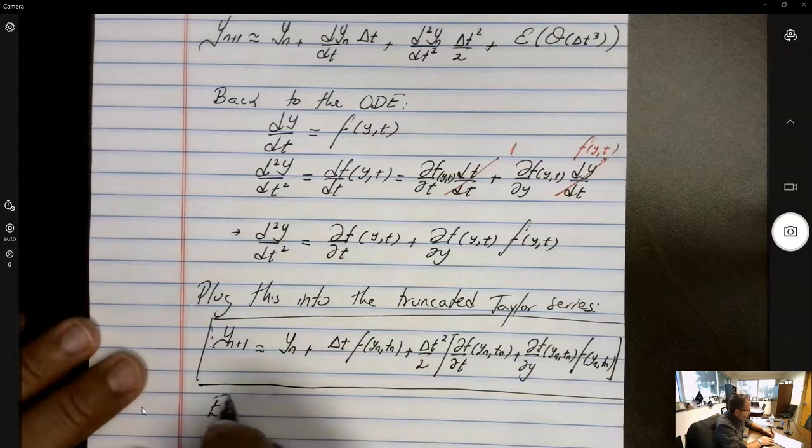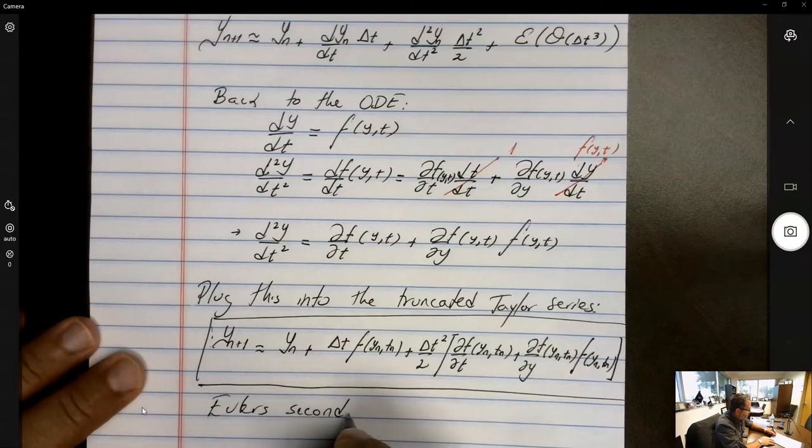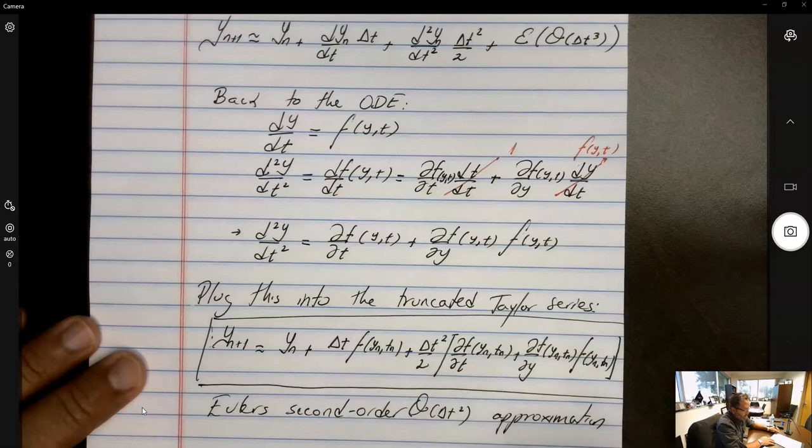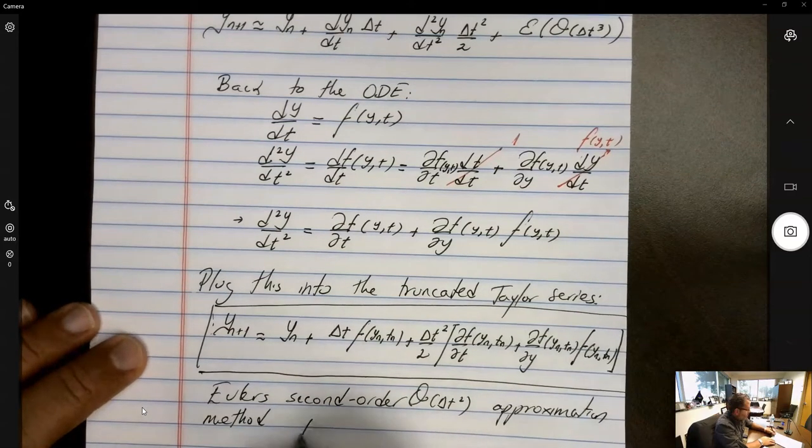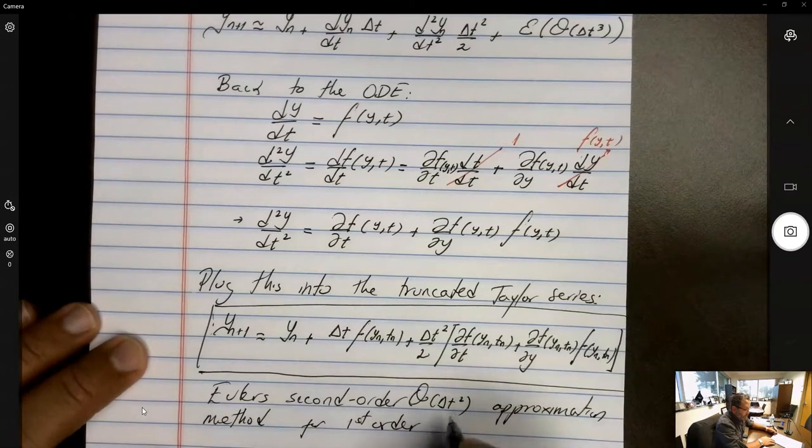This is called Euler's second order, that means order delta t squared, approximation method for first order ODEs.